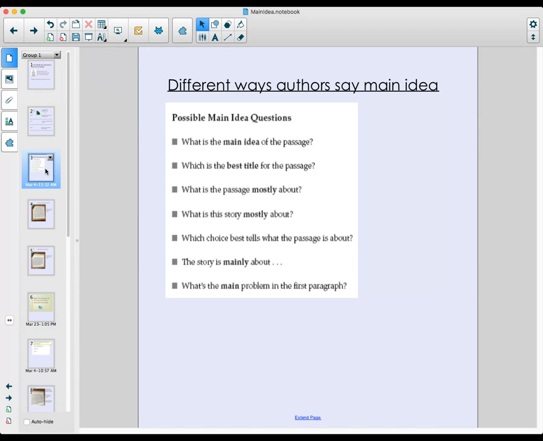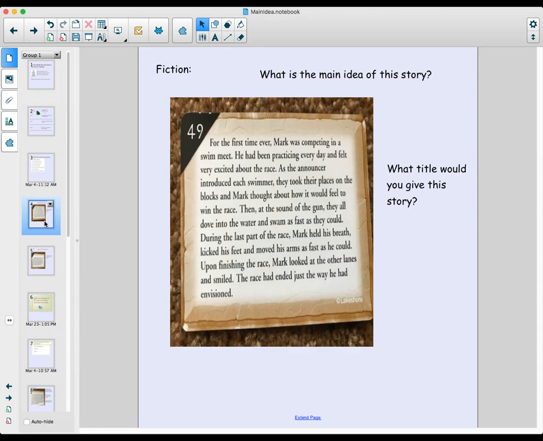What could we read and figure out what the main idea is? So I put on some short passages here, some short cards that we're going to practice on. So here's a fiction example. We're thinking of two questions as we read. What is the main idea of this story? And second, what title would you give this story once you're done reading it? So I'm going to read it to you. Go ahead and read it along with me if you'd like to. And if you need to, at the end, you could pause it and reread it before you answer the questions.